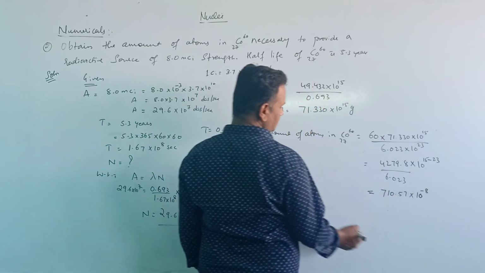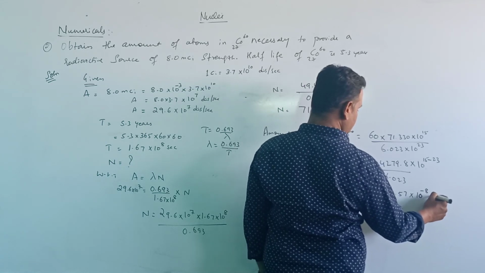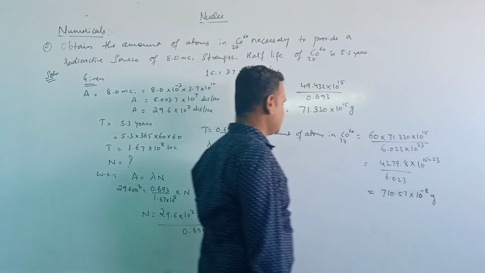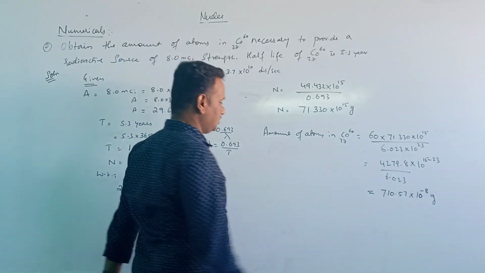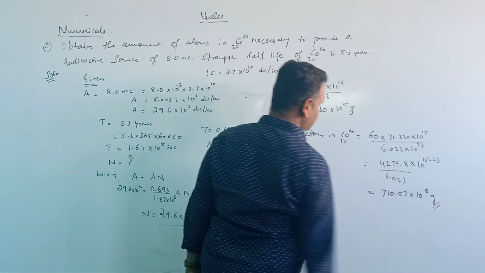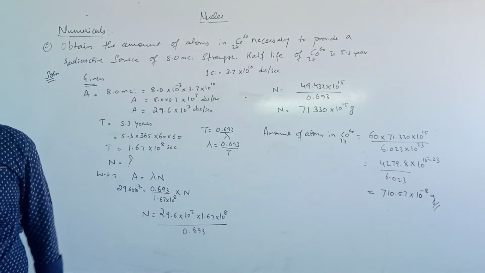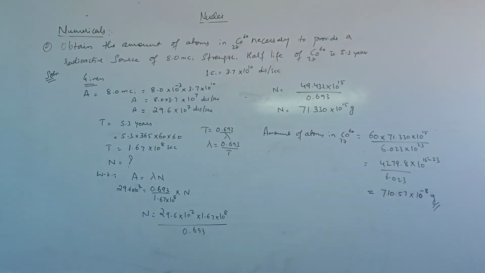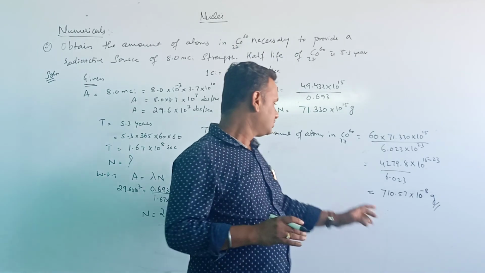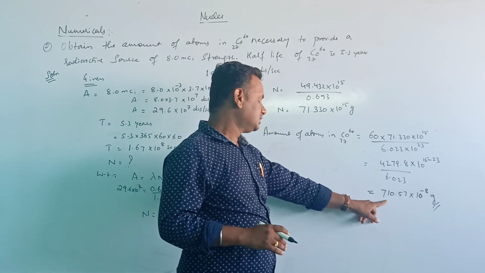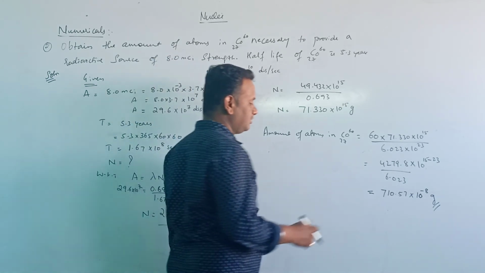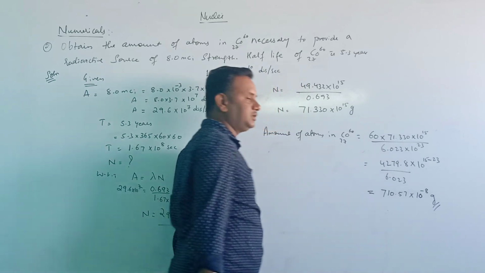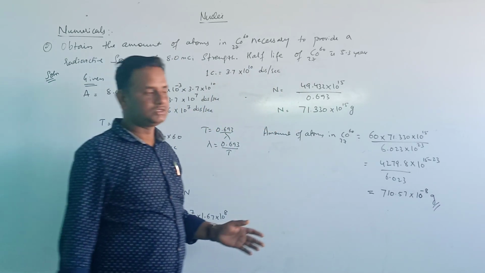Okay, so this is the mass of the cobalt 60. So we will check this answer now. This is 710.57 into 10 to the power of minus 8 gram, or also you can write this as 7.10 into 10 to the power of minus 6 gram.